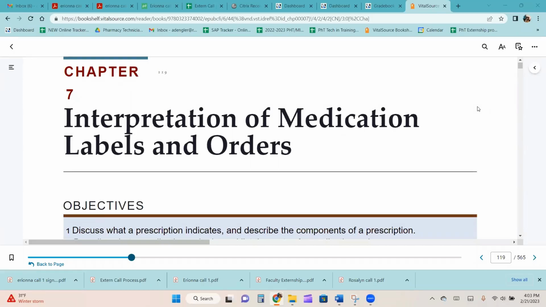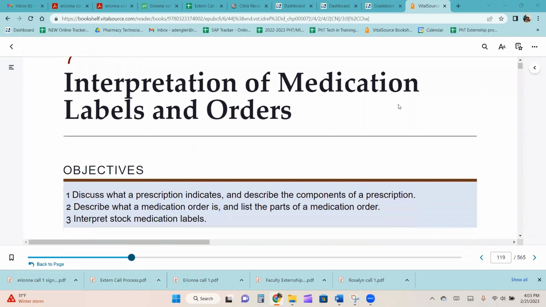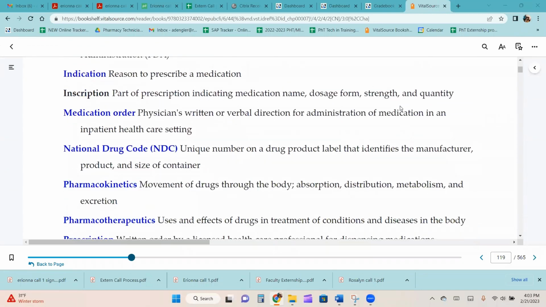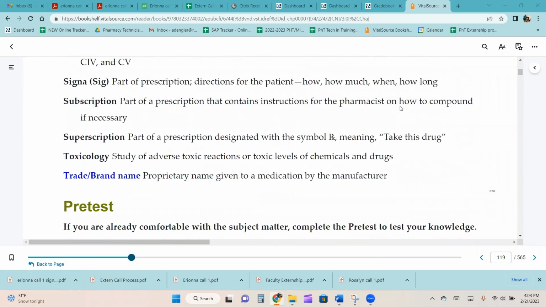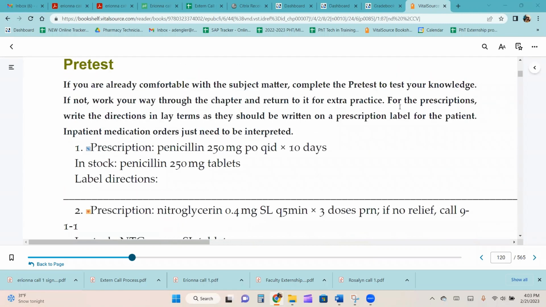Chapter 7, Interpretation of Medication Labels and Orders. We'll skip past the terms and definitions because we'll cover them in the chapter. So it starts off with a pretest.